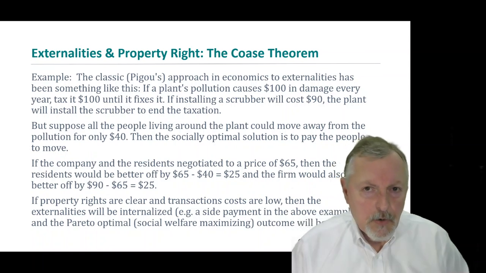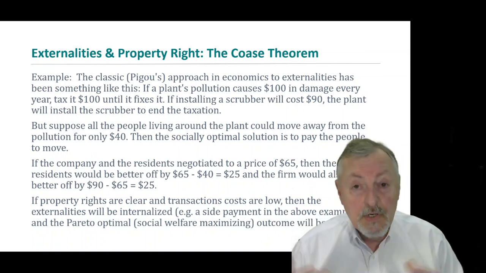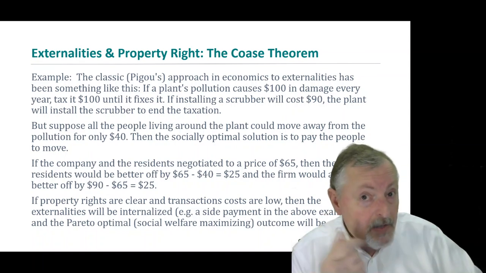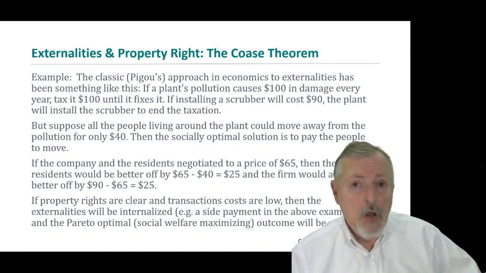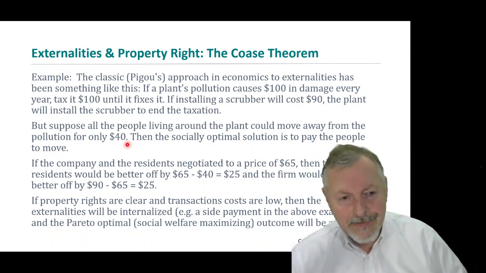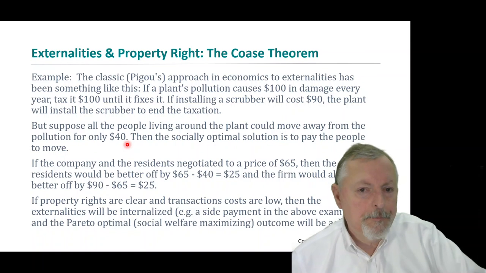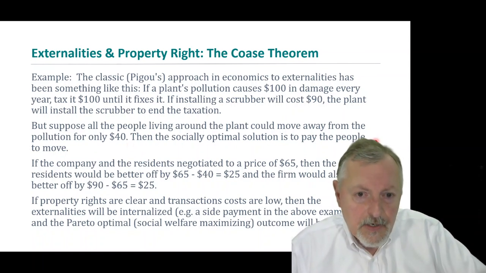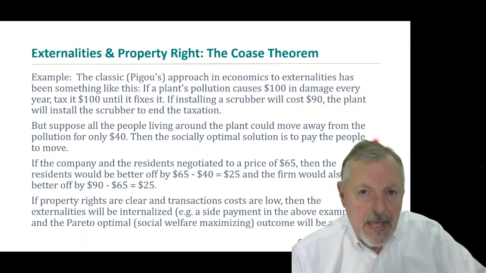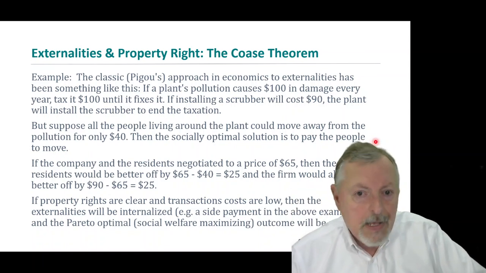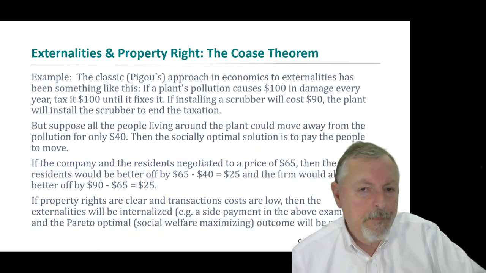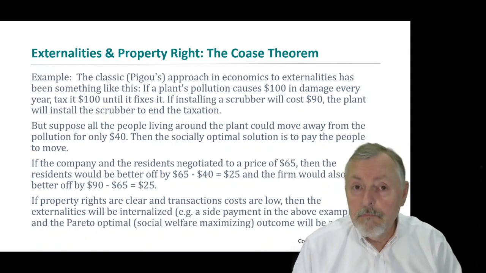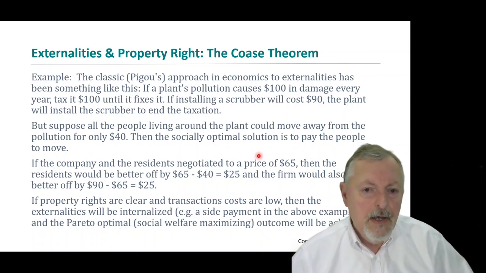But suppose that the people living around the plant, who are the ones being harmed, could move away from the plant to end the harm to them. And moving them all away would only cost $40. Silly example, but total cost. Then the socially optimal trade is for the company to pay the people to move away, not to install the scrubber. Let's assume that the company and the people negotiated and came up with a price, I'm just splitting the difference, of $65.